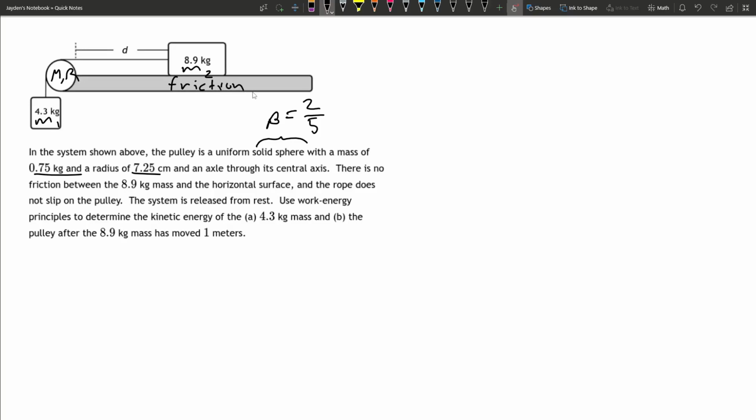And the rope does not slip on the pulley, which means we can apply the v equals R omega and a equals R alpha formulas. So let's get to work. The system is released from the rest. Use work and energy principles to determine kinetic energy.